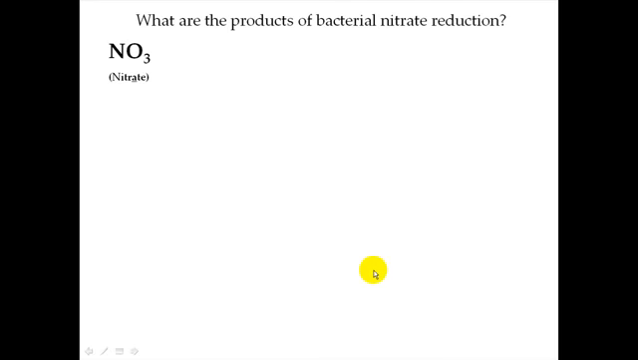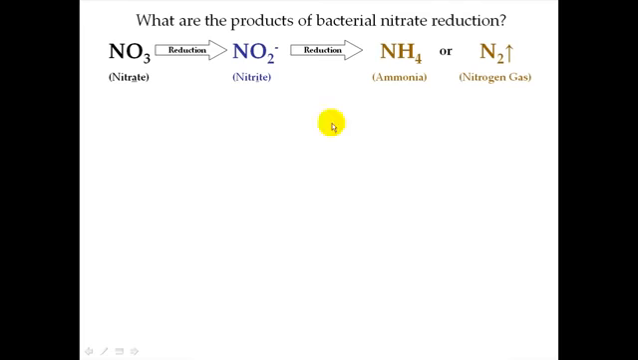The purpose of the nitrate test is to tell you whether you have bacteria that are capable of reducing nitrate. And so if nitrate is indeed reduced, what occurs is that the nitrate is converted to nitrite. Some bacteria can reduce nitrite even further to produce these things, ammonia and nitrogen gas.